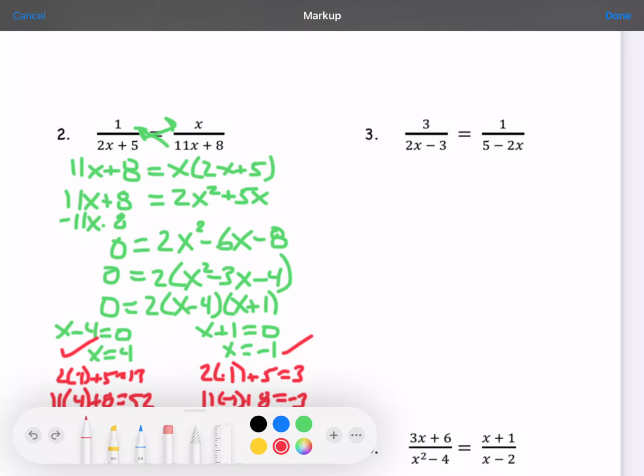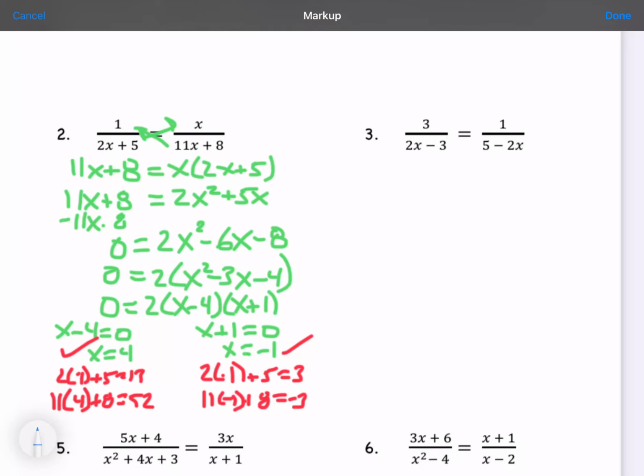All right, looks like a lot of you are done with number 3 or well on your way. So, let's see. Maddie, what was the first thing you did on number 3? You cross multiplied. Okay. So, that gave you what? 2x minus 3 times 1 and 5 times negative 2x. So, what did you end up with once you cross multiplied?